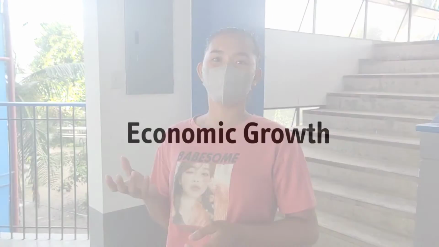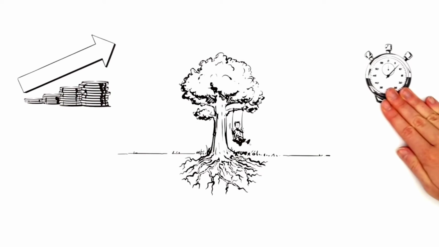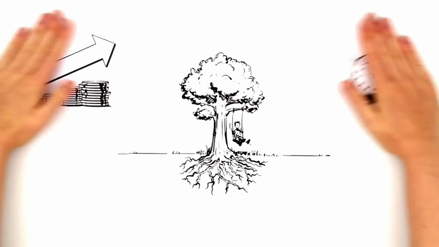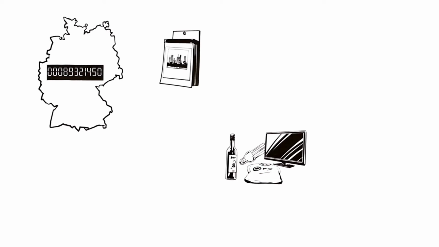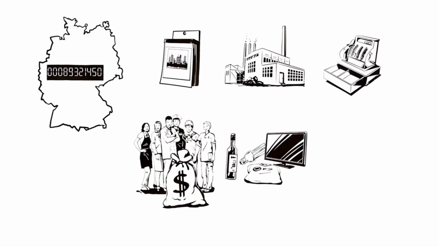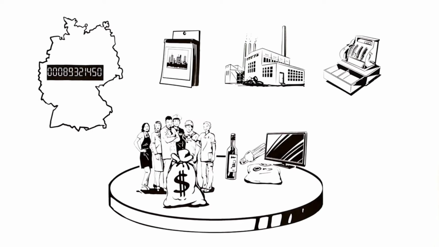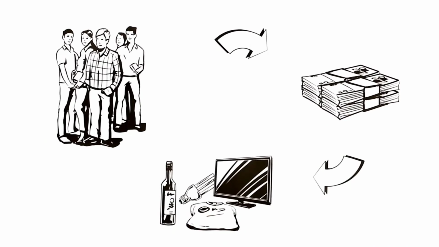Economic growth? Growth is everywhere. A tree grows from a seed to a plant. And the economy grows too. But how do we measure economic growth? The value of all the products manufactured and sold in a country over the course of 1 year, along with everything that people do and get paid for, all that amounts to the gross domestic product. When people earn more money and then buy more products and services, the economy grows.